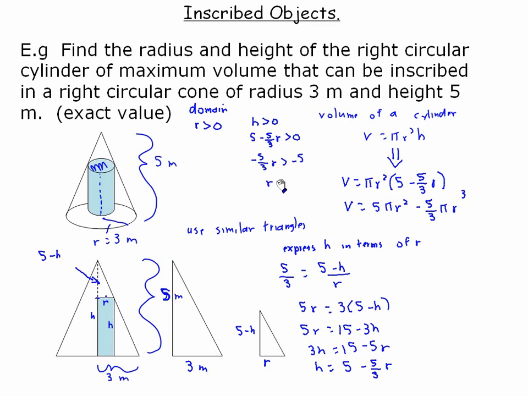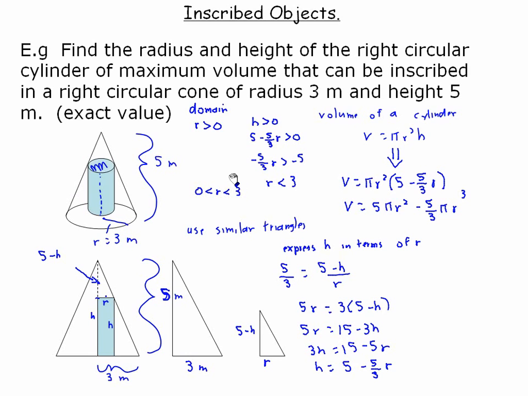So when you divide by negative 5/3 and multiply by 3/5, you're going to get r is less than 3. So we actually have an upper limit as well. So 0 is a lower limit, and 3 is the upper. And of course, that makes perfect sense as well. If the base radius of the cone is 3 meters, there's no way that we could have one larger than that. So we're good to go.